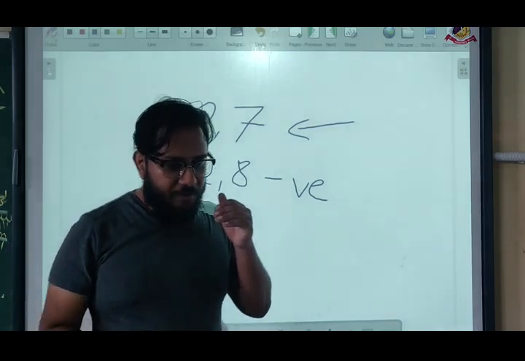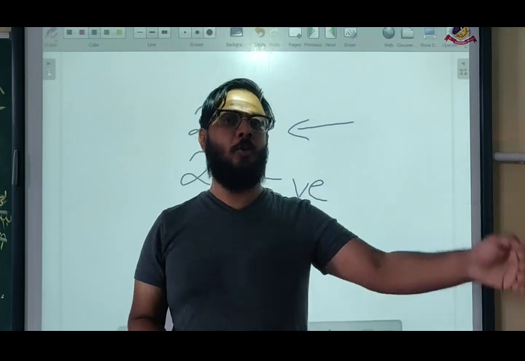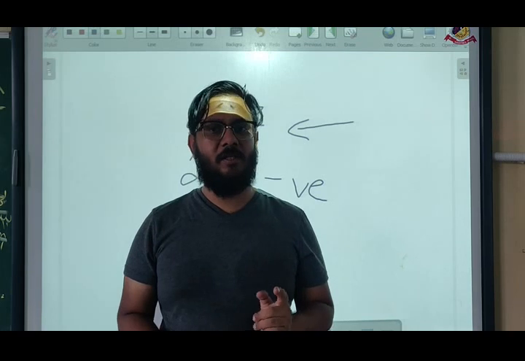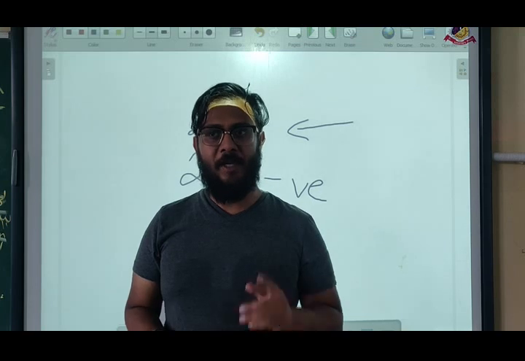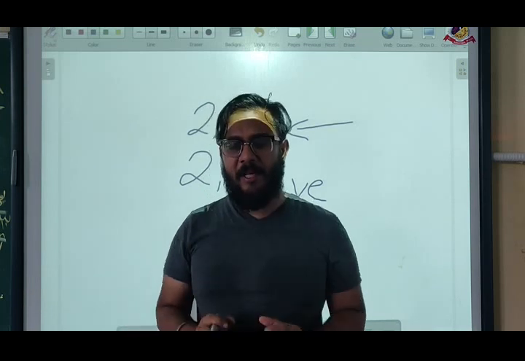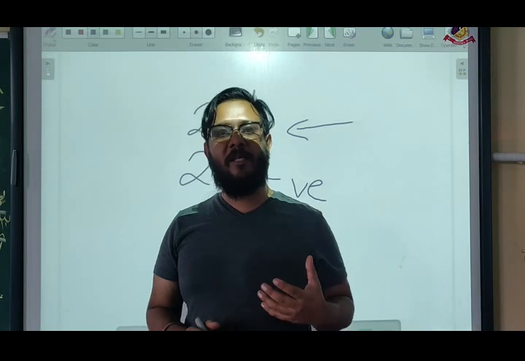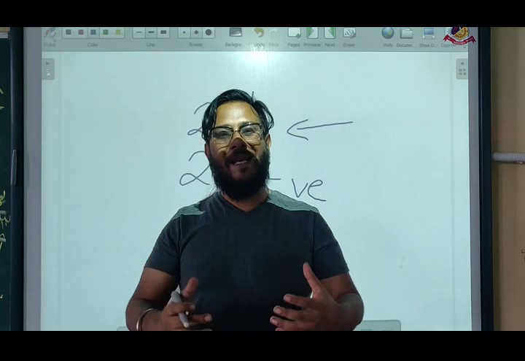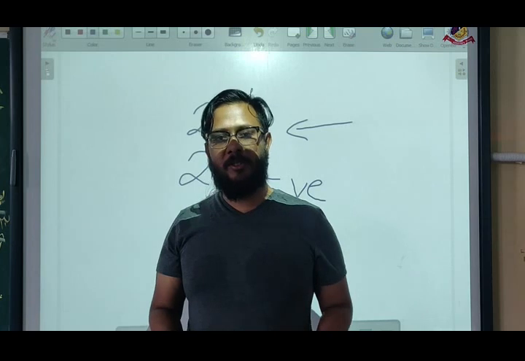Okay, so if an atom gives the electron away, then it becomes positively charged. If it takes the electron, then it becomes negatively charged. Remember once again, to be stable, atoms either give the electron or take the electron. If they take the electron, they become negatively charged. If they give the electron, then they become positively charged.